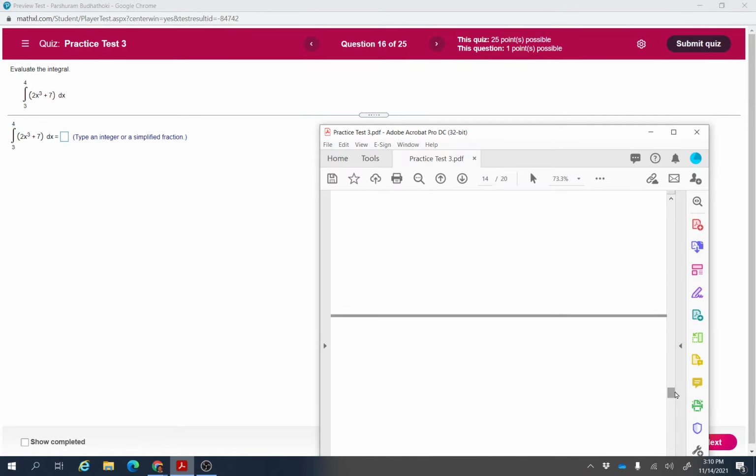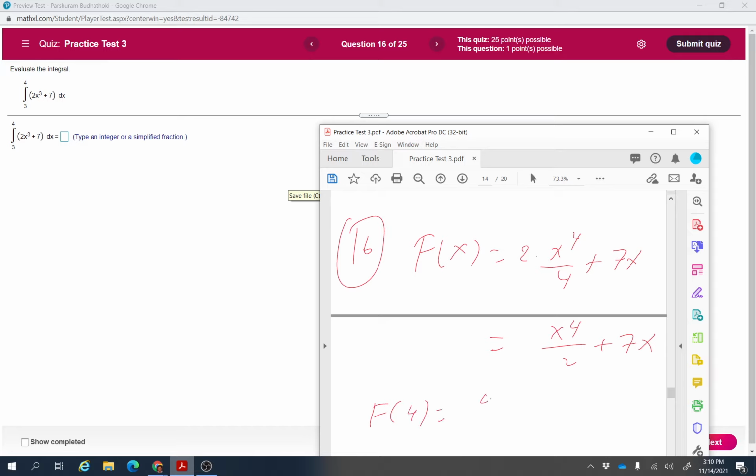This is problem 16. The antiderivative, capital F of this function, is 2 times x to the power 4 over 4, that's by the power rule, plus 7 times x, because the antiderivative of 7 is 7x. Which is eventually x to the power 4 over 2 plus 7x. Now we need to find the value of capital F at 4, which is 4 to the power 4 over 2 plus 7 times 4, which is 64 times 2 is 128 plus 28. It's 156. That's F of 4.